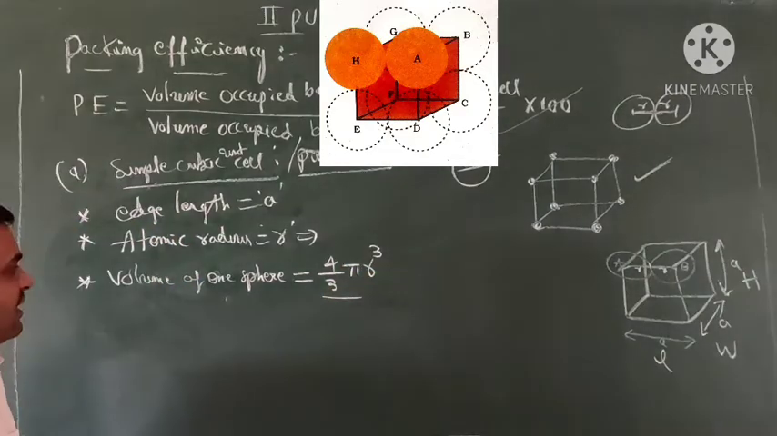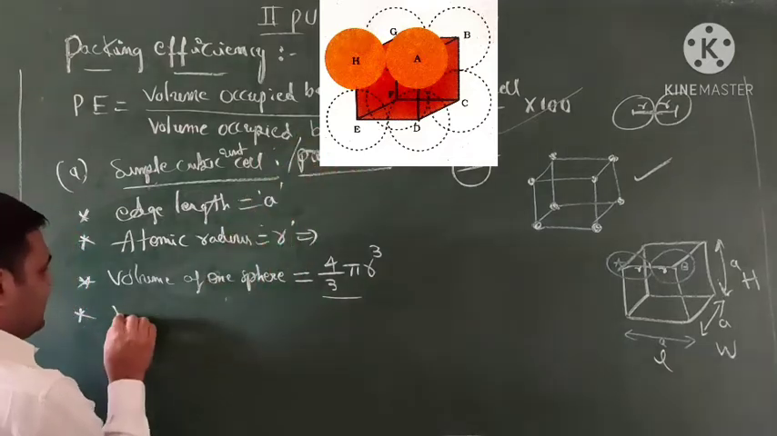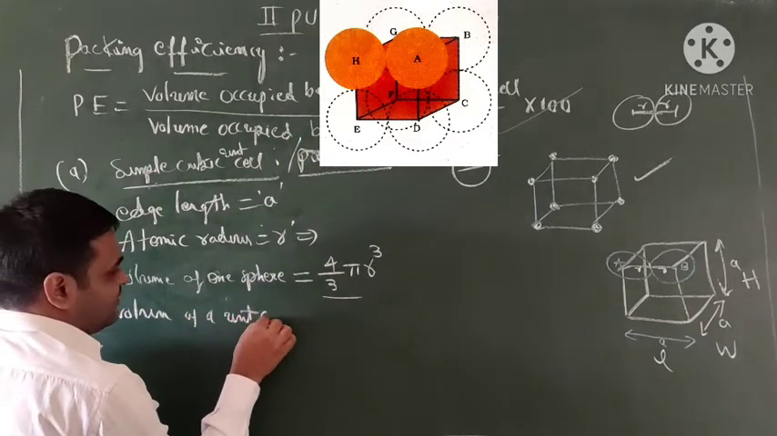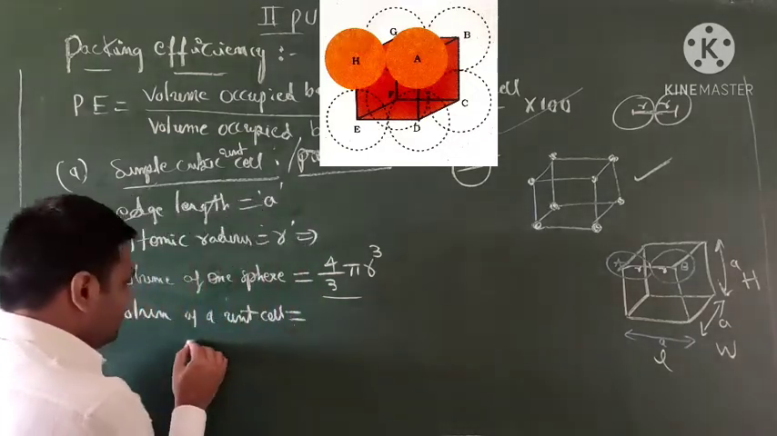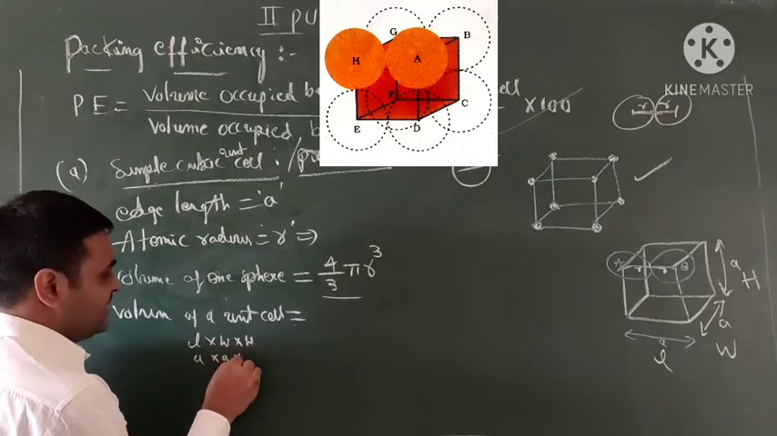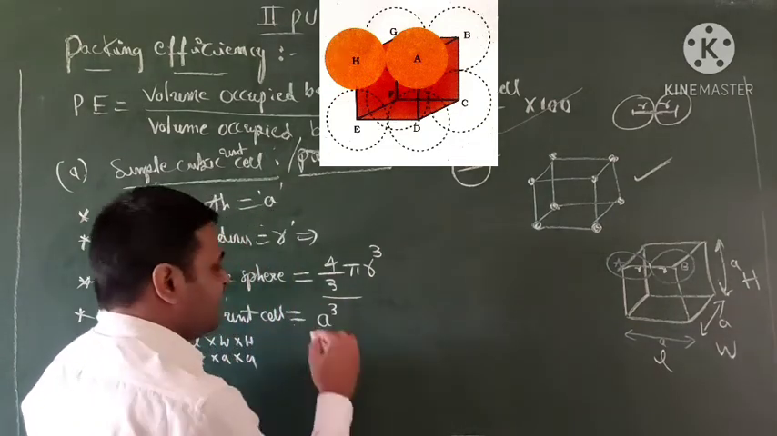Okay students, next is the volume of a unit cell. For the unit cell we consider the length, width and height. This is A into A into A. This is called a cube.